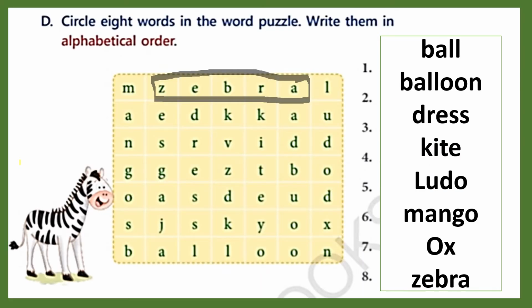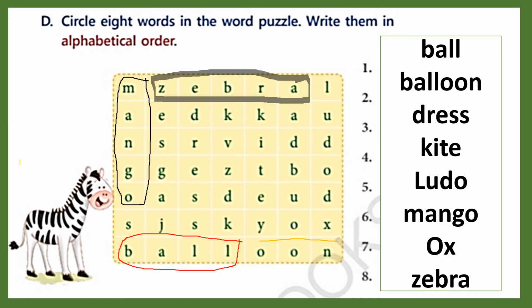Exercise D. Circle 8 words in the word puzzle. Write them in alphabetical order. I have already done for you. The 8 words are mango, zebra, dress, kite, ludo, ox, ball, and balloon. Now you have to arrange them in alphabetical order. The order will be ball, balloon, dress, kite, ludo, mango, ox, and zebra.